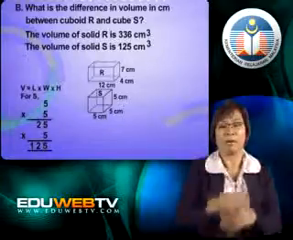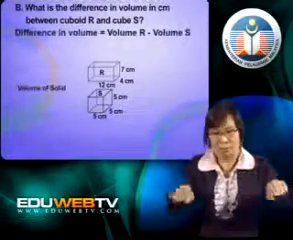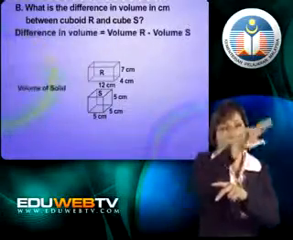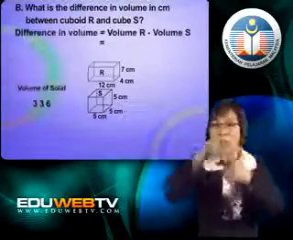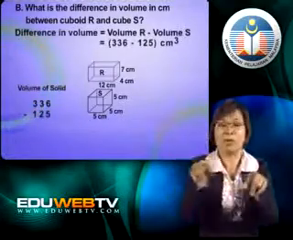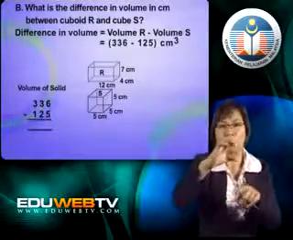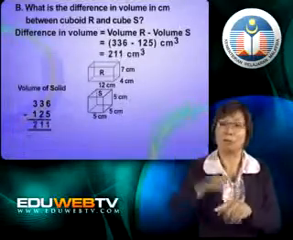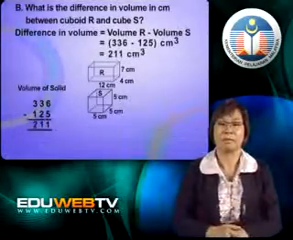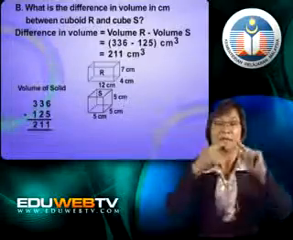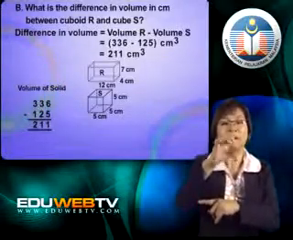Let's subtract to get the difference in volume. 336 centimeter cubic subtract 125 centimeter cubic equals 211 centimeter cubic. The answer is 211 centimeter cubic.